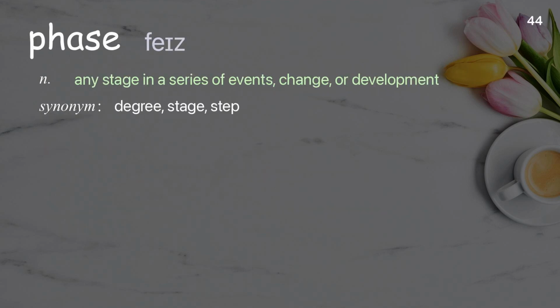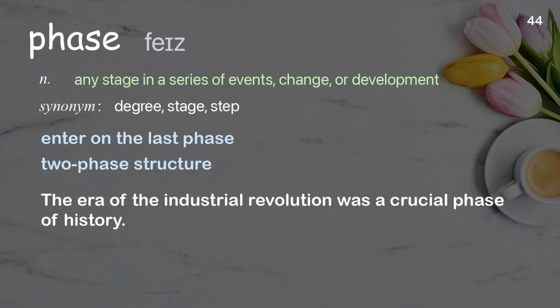Phase. Any stage in a series of events, change, or development. Examples: Enter on the last phase. 2-phase structure. The era of the Industrial Revolution was a crucial phase of history.